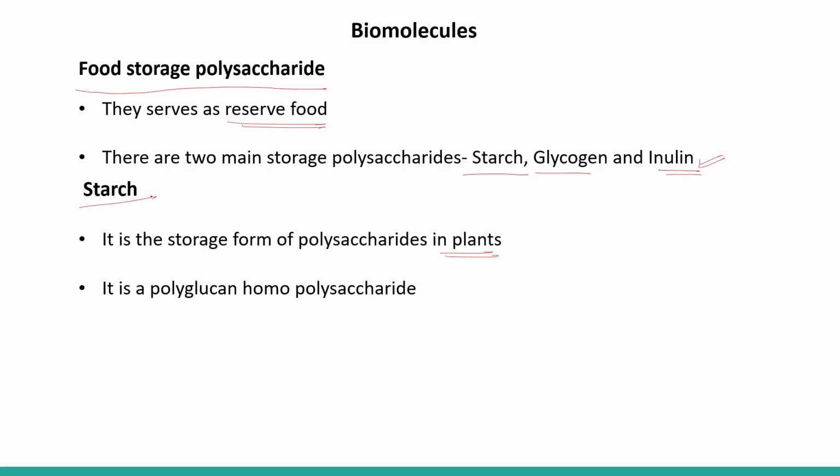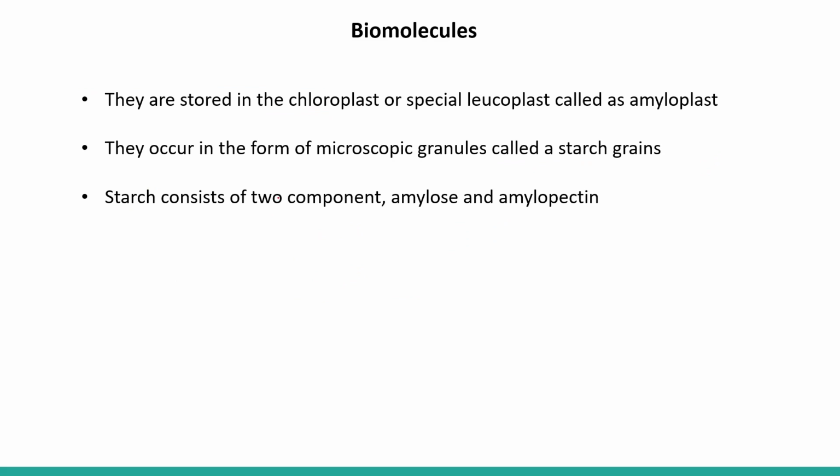Starch, the first one, is found in plants as a storage polysaccharide. It is a polyglucan homopolysaccharide, so all the monomers are of the same type. It is stored in the chloroplast or the special leucoplast called amyloplast. So starch is present either in chloroplast or amyloplast, which is a special type of leucoplast. Plastids are of three different types: leucoplast, chloroplast and chromoplast. Chloroplast is the one which has the green pigment, chlorophyll.